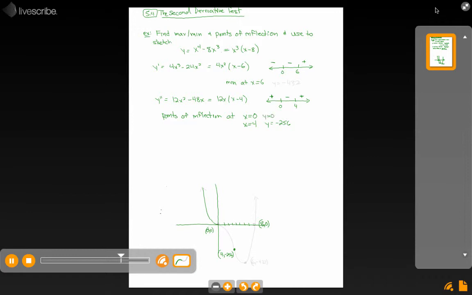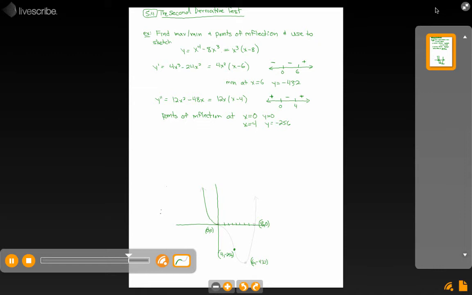But at x equals 6, I can go back up here and put 6 into the original, and I get y is negative 432. So (6, negative 432), somewhere way down here, which does agree with the information that I've got so far.